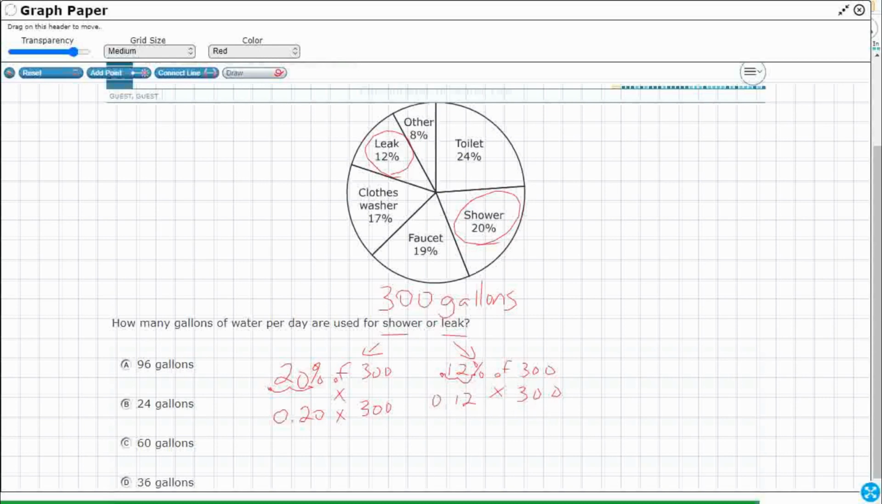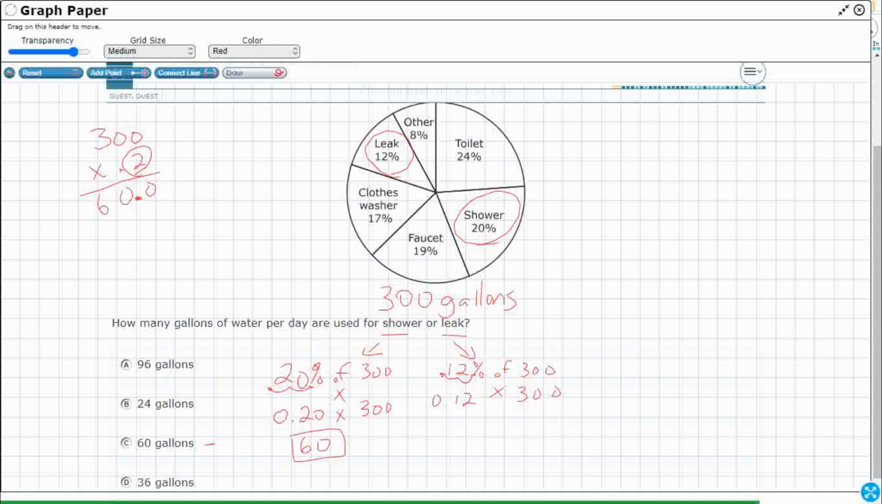All right, so let's do a little multiplication here. I'm going to do my 300. When I do the times the 20 hundredths, watch. I'm just going to drop the 0 on the front, the 0 on the back, because multiplying by 0 just gets me 0. So that's going to be pretty simple, 600. And you need to remember you've got one digit behind the decimal in your factor, so I've got one digit behind the decimal in my product. So notice I've got an answer there of 60, but that's just the shower. I want shower or leak.